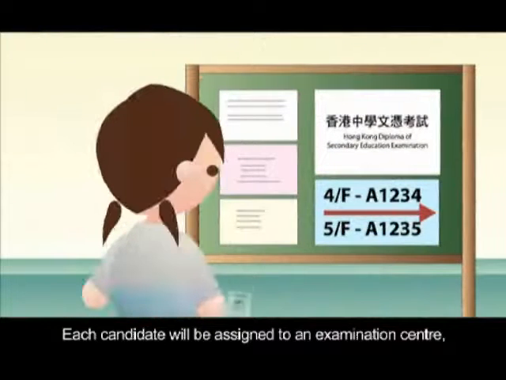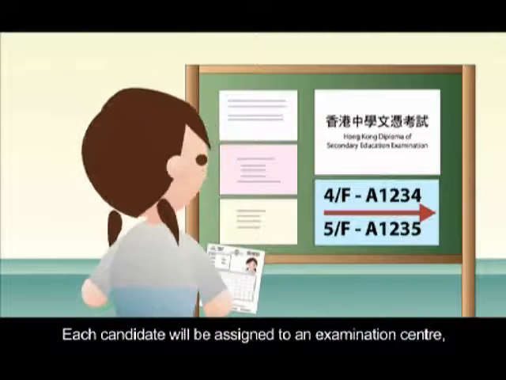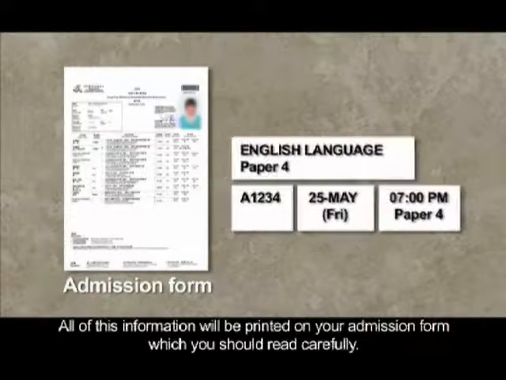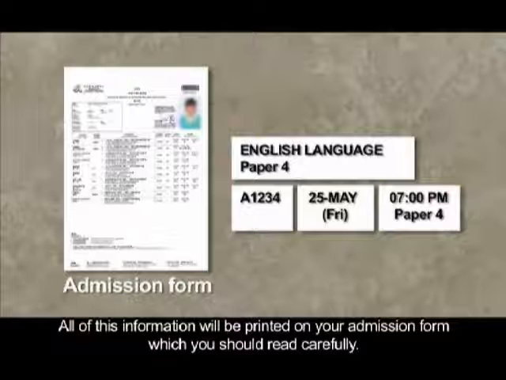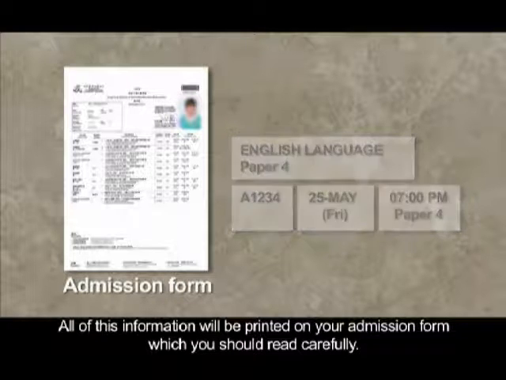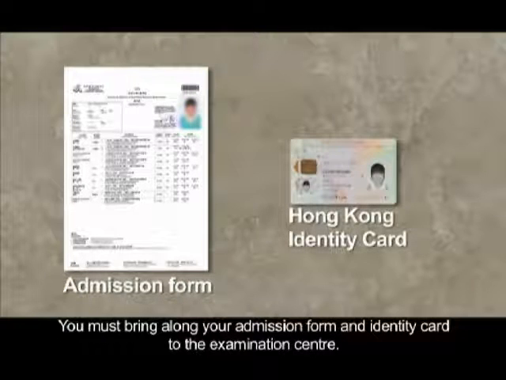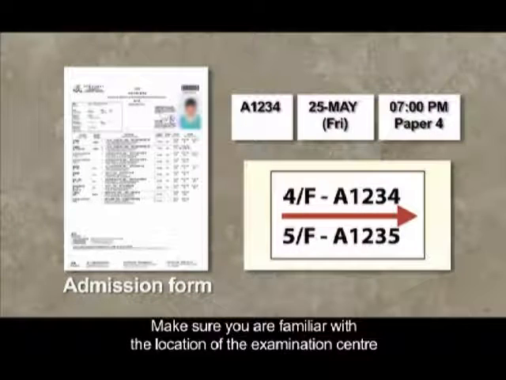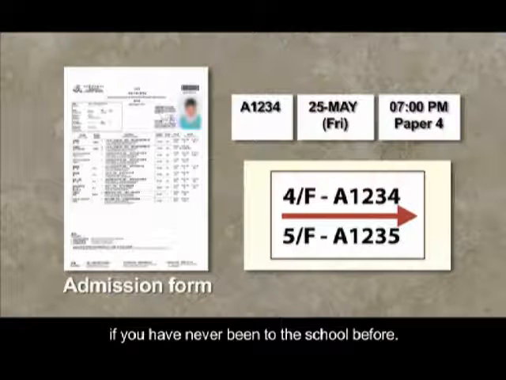Each candidate will be assigned to an examination centre on a specified day and at a specified time. All this information will be printed on your admission form, which you should read carefully. You must bring along your admission form and identity card to the examination centre. Make sure you are familiar with the location of the examination centre if you have never been to the school before.